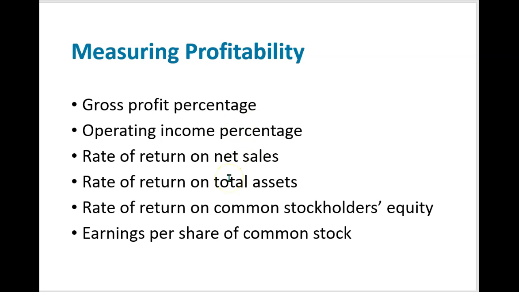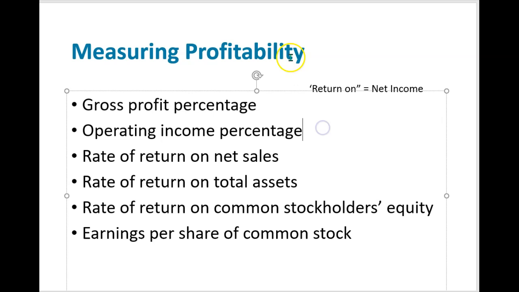Now, profitability measures. I think they're easier to see, and these aren't bad. These could be worse. The first one is gross profit, which you should know right now. Then an operating income percentage, and this is just logical when you look at it. Then rate of return on net sales, return on total assets, return on common stockholders' equity. Now, whenever you see return, I'm going to say return equals net income. That's the quote, return.